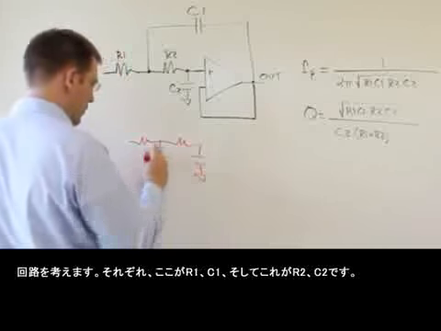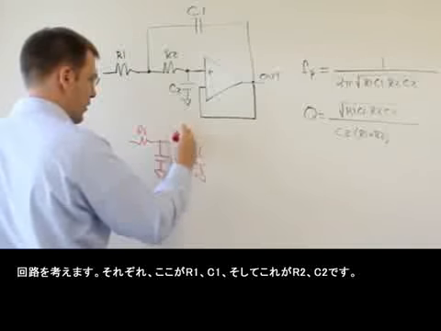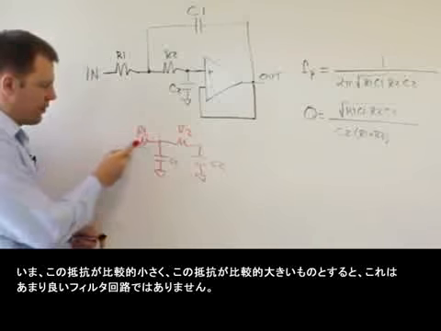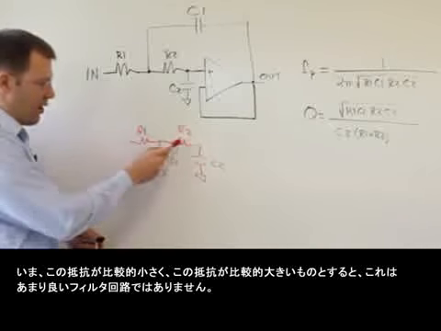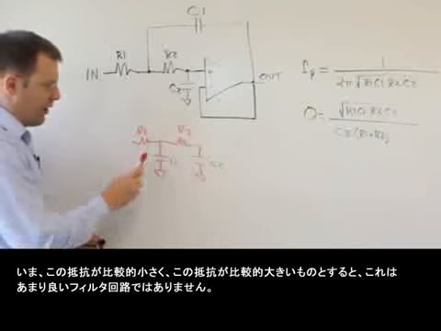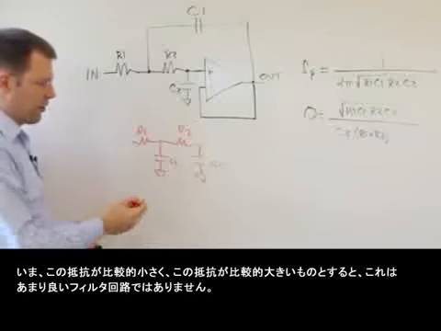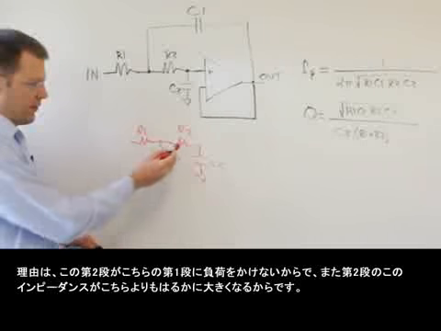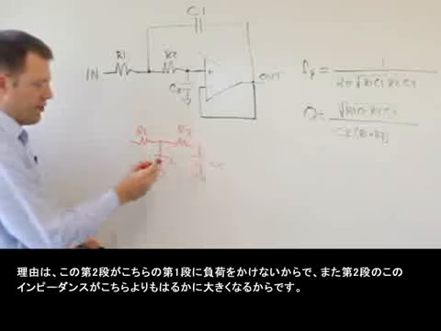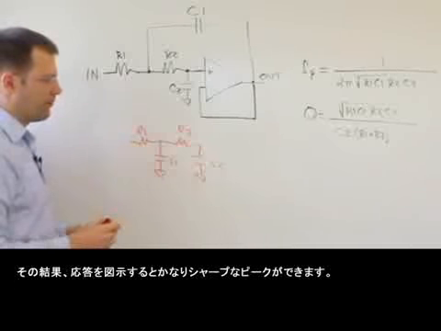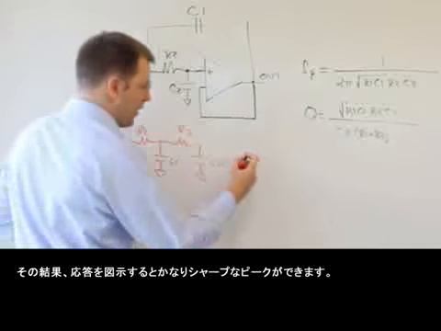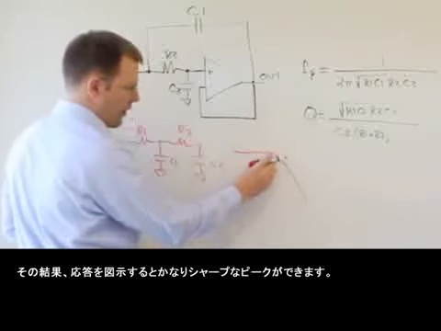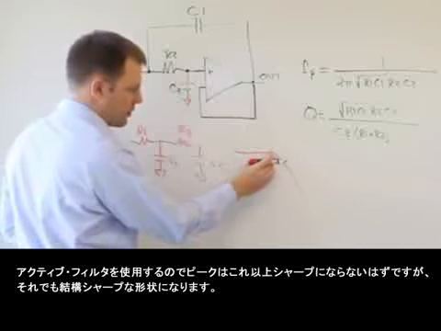So imagine that I've just got my circuit that looks like this, where this is R1, C1, this is R2, C2. And you can imagine if I had a relatively small value of a resistor here and a relatively large value of a resistor here, then I would get a fairly decent filter circuit because this second stage here wouldn't load this first stage because this would be much higher. This impedance of the second stage would be much higher than this. And the result of that is when you draw the response, you're going to get a relatively sharp peak. You won't get as sharp a peak as if you use an active filter, but you'll get a relatively sharp peak.